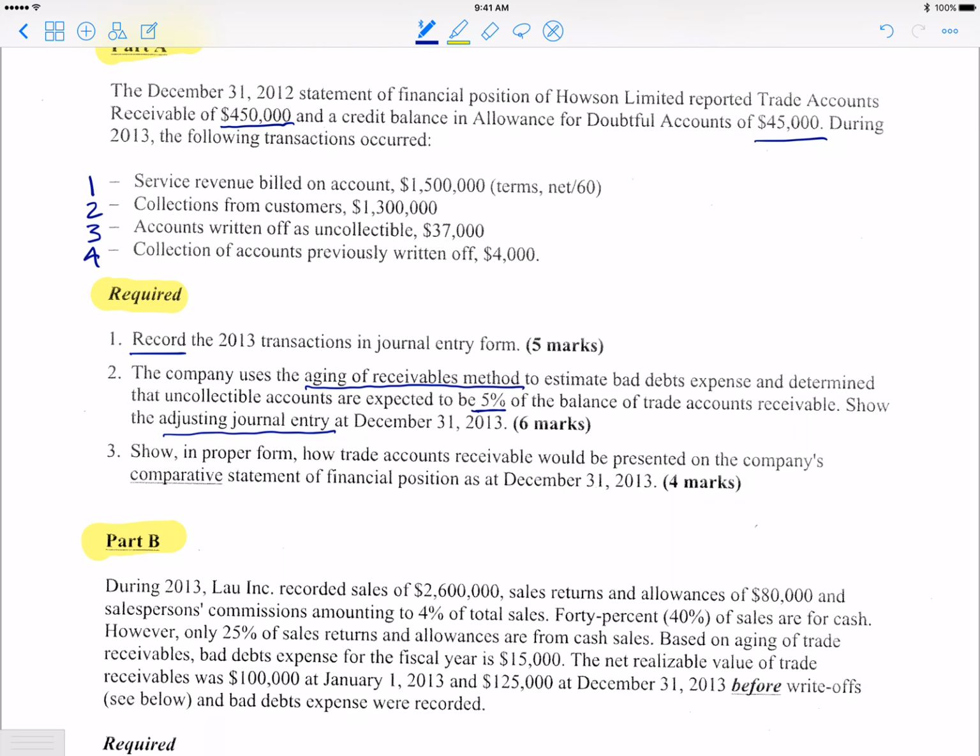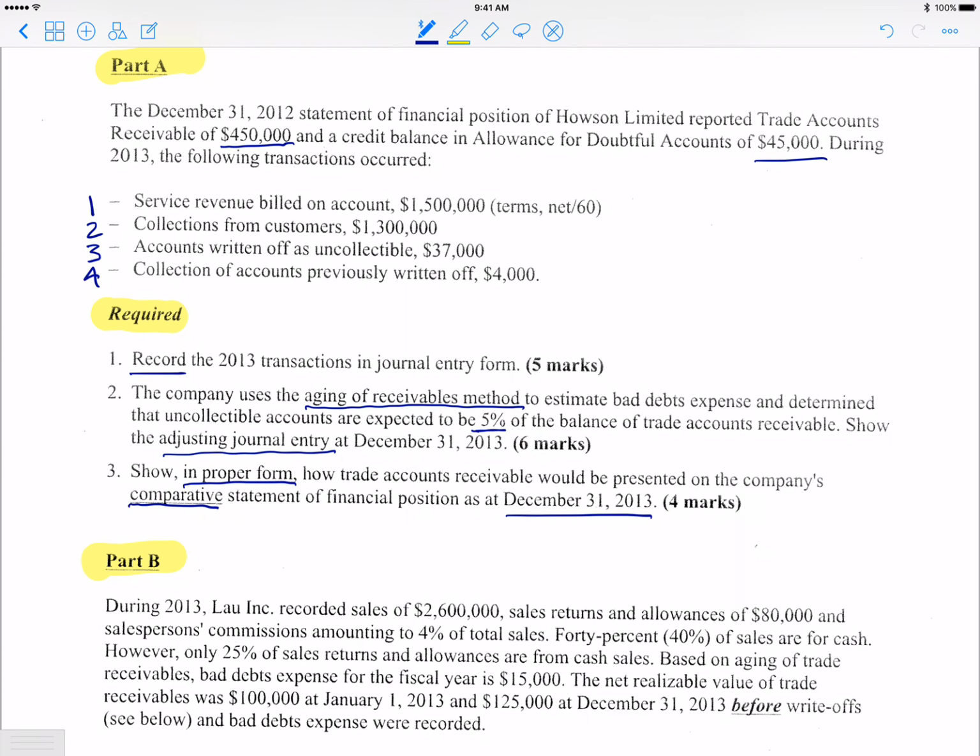And finally, they would like this to show in proper form how trade accounts receivable would be presented on the company's comparative statement of finance position as at December 31st, 2013. So it's not too bad. We have some decent information, and we'll get started with the first required. So, required number 1, record the 2013 transactions in journal entry form, and for this we'll be looking at our information right here. So we're going to move on to a blank page and get started.